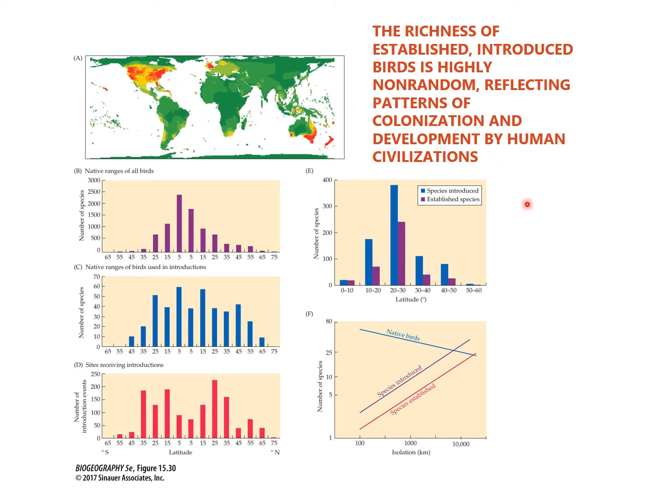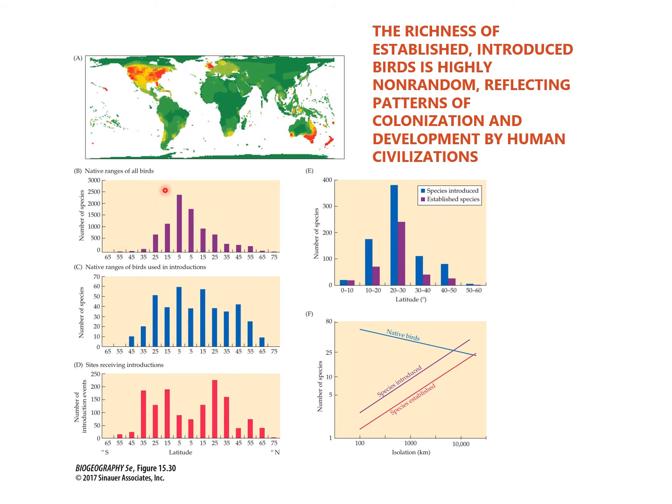Going back to this idea of invasive species or introducing species, the richness of established introduced birds is highly non-random, reflecting patterns of colonization and development by humans. If we look at areas that have received the most introduced bird species, the United States pops out very clearly, and portions of Canada, basically North America, the United Kingdom, and then Australia. So really pretty much just highlighting the areas of Western European colonial expansion and empires, and Europe as a whole kind of pops out a little bit.